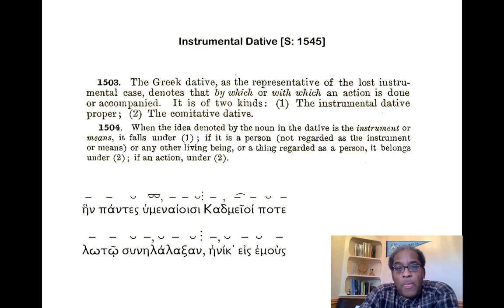When the idea denoted by the noun in the dative is the instrument or means, it falls under one. That's the instrumental dative proper. If it is a person, not regarded as an instrument or means, or any other living being, or a thing regarded as a person, it belongs under two, the commutative dative. If an action, it belongs under two, commutative dative. So, I guess there's a way in which hymenaioi se could be construed as an action, with the singing of wedding songs. But however that may be, this is your relevant section in Smyth.